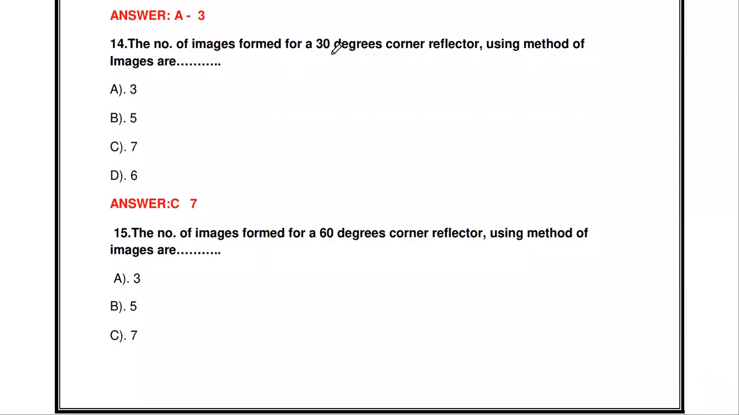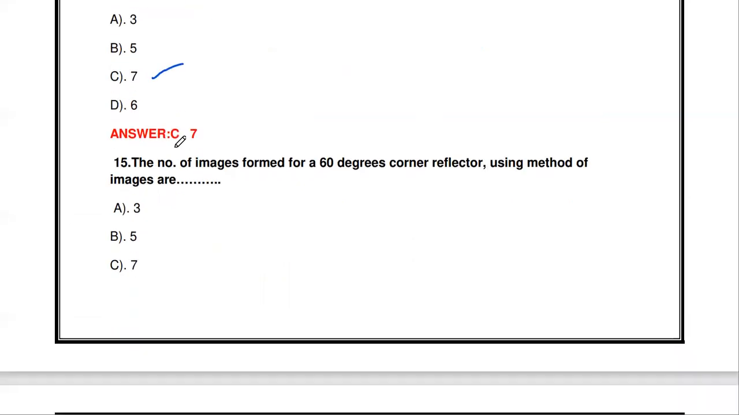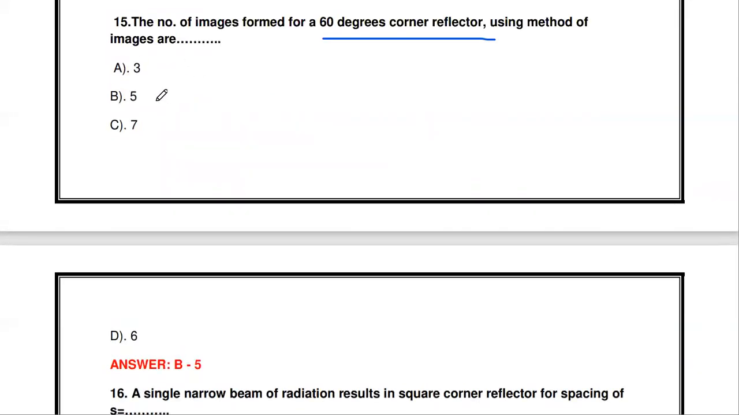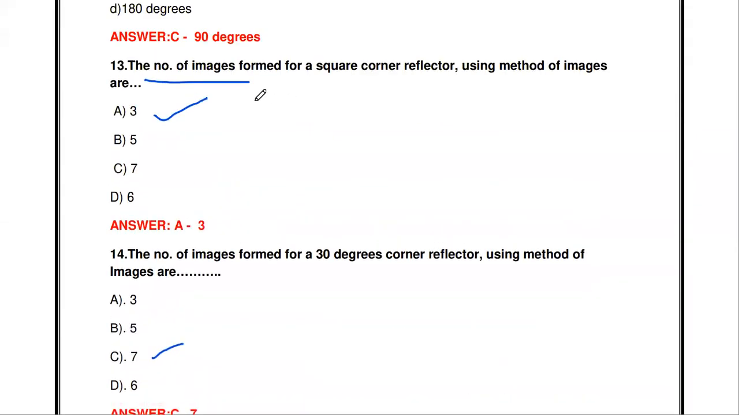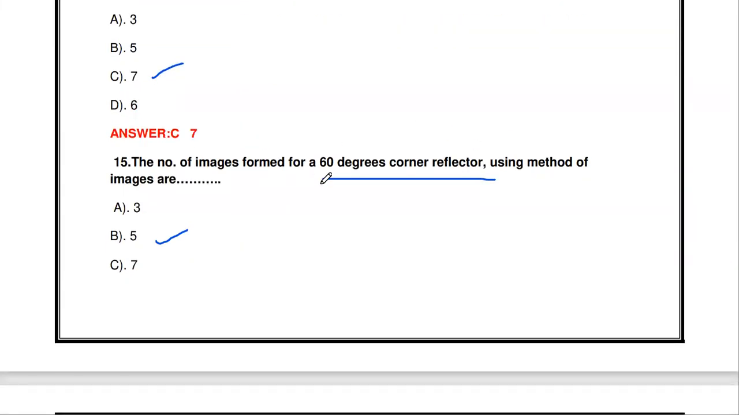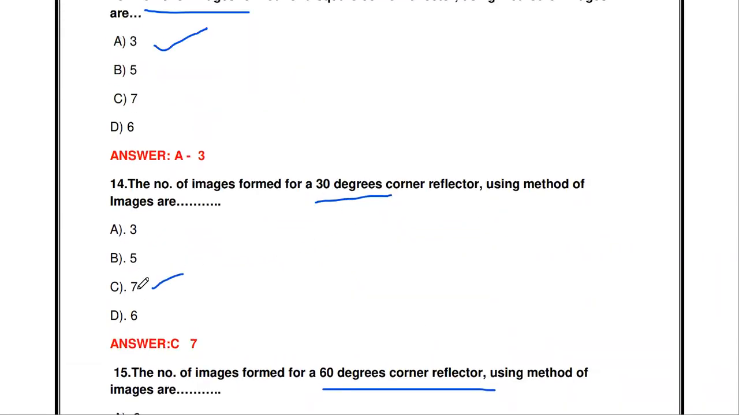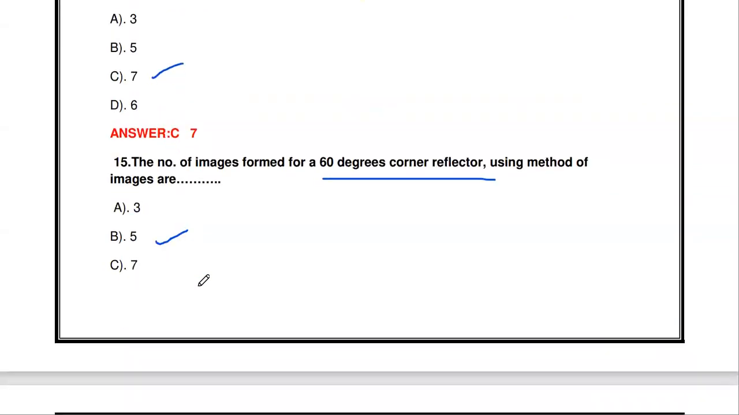Then the next one: the number of images formed for a 30° corner reflector using the method of images is dash. It's 7. If the corner reflector has an angle of 30°, the number of images formed is 7. Then for a 60° corner reflector, it's 5. If the angle is 90°, the number of images formed is 3. If the angle is 60°, it is 5. If the angle is 30°, the number of images formed in a corner reflector is 7.